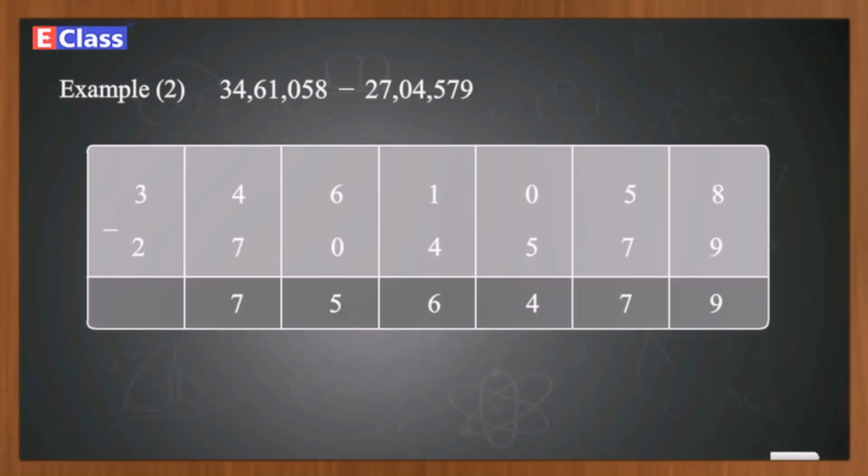Therefore, 2 10 lakh out of 3 10 lakh has remained there. Now, we have to subtract 2 10 lakh from 2 10 lakh. Therefore, 2 10 lakh subtracted from 2 10 lakh, we get the remainder as 0 10 lakh. Therefore, the subtraction is 7,56,479.